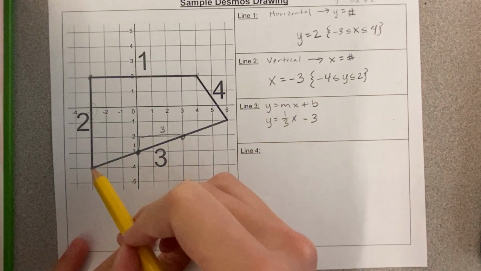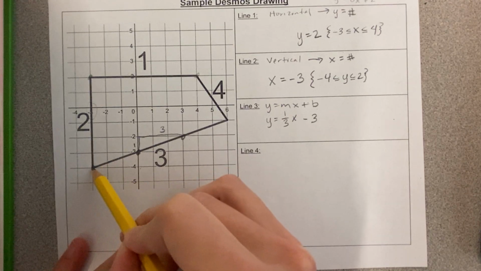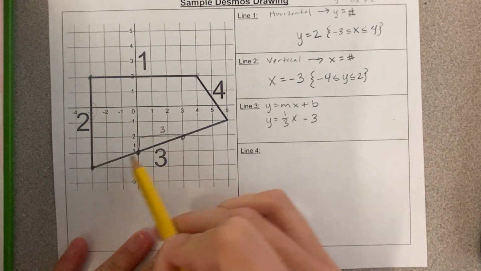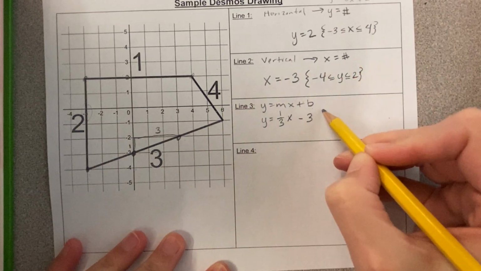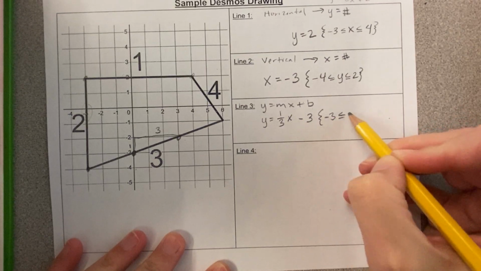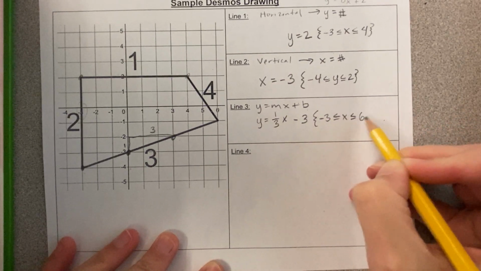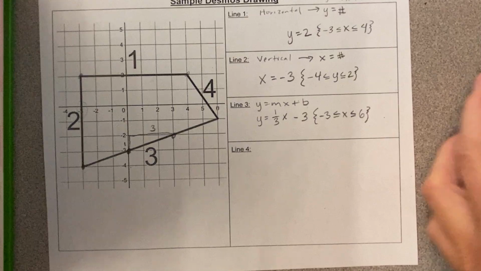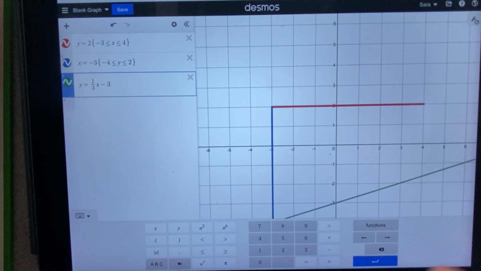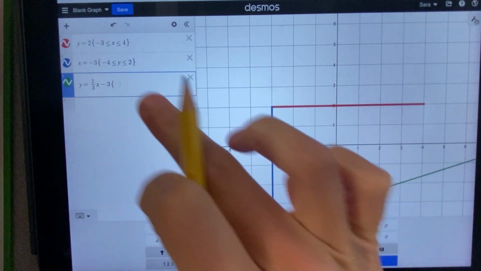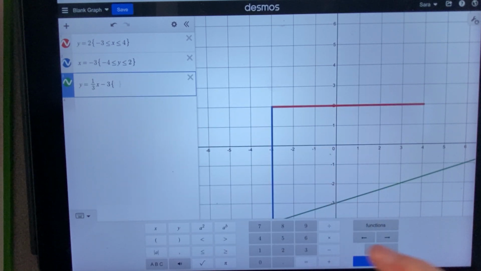And then for my domain, I want it from an x value of -3 all the way to an x value of 6. So that's -3 is less than or equal to x is less than or equal to 6. So let's type that in. I get my little funny brackets, and I'm going from negative 3 is less than or equal to x, right? I'm using my domain, so I'm using x. It's less than or equal to 6.